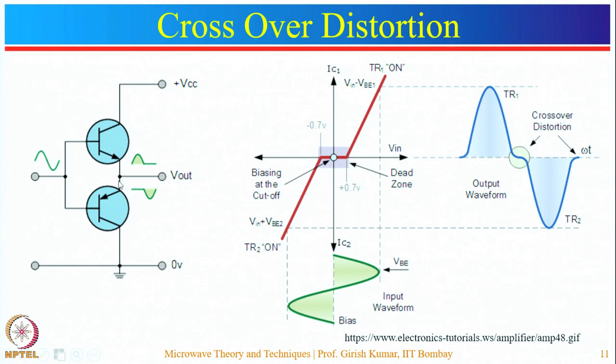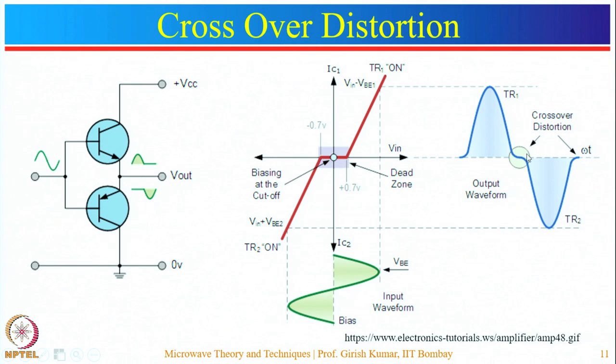The next type of distortion is the crossover distortion. In the analysis, we assumed that these transistors are ideal in nature, but practically they are made of silicon. Then here the voltage required for the biasing of emitter base junction is 0.7 volt in case of NPN transistor, and it should be minus 0.7 volt for PNP transistor. So there will not be any conduction when the positive half cycle is between 0 to 0.7 volt, and similarly in this case there will not be any conduction when it is between minus 0.7 to 0. So the output will not appear for that duration.